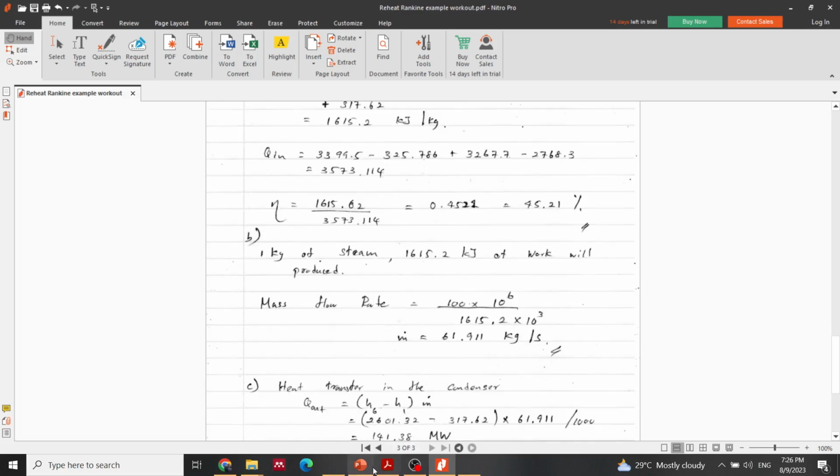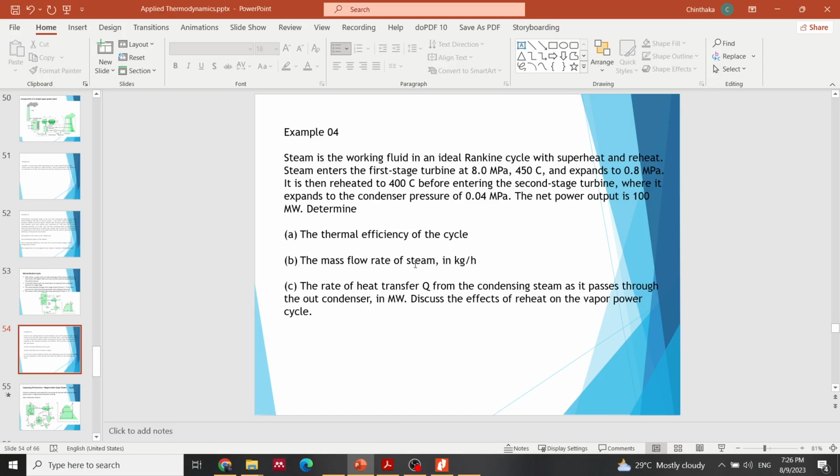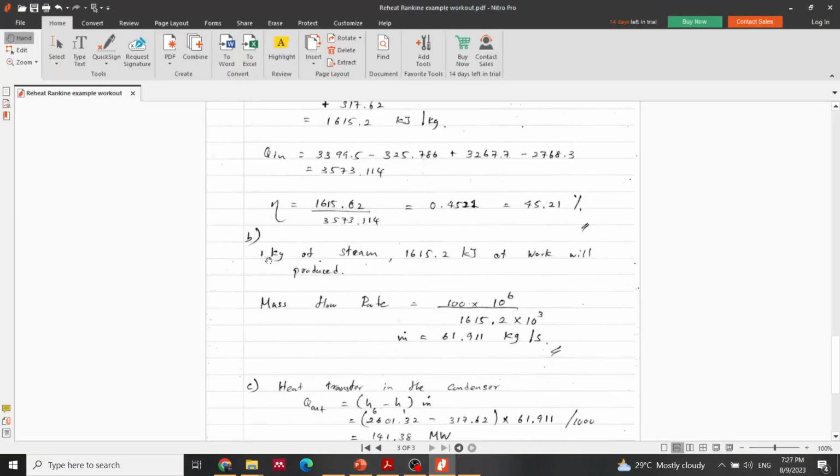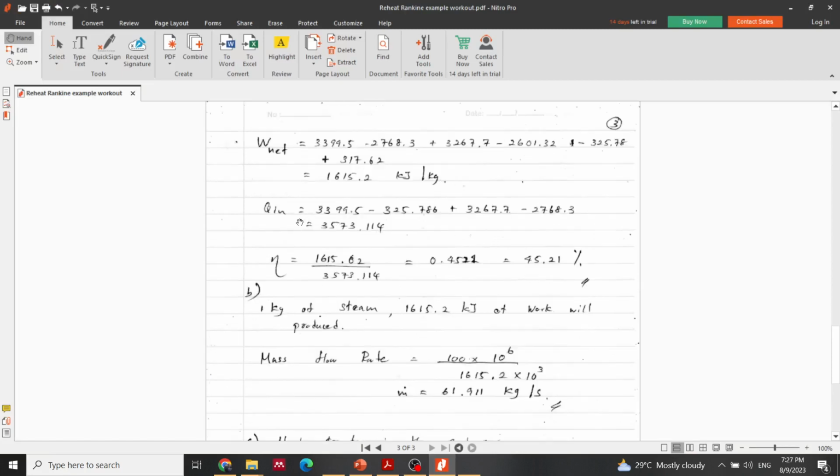Then we look at part B. Part B is the mass flow rate of steam in kilogram per hour, right? Now we know that if this value is correct, the W net is 1615.62 kilojoule per kilogram. That means per kilogram of steam, the power plant will produce 1615.2 kilojoule of energy, right?